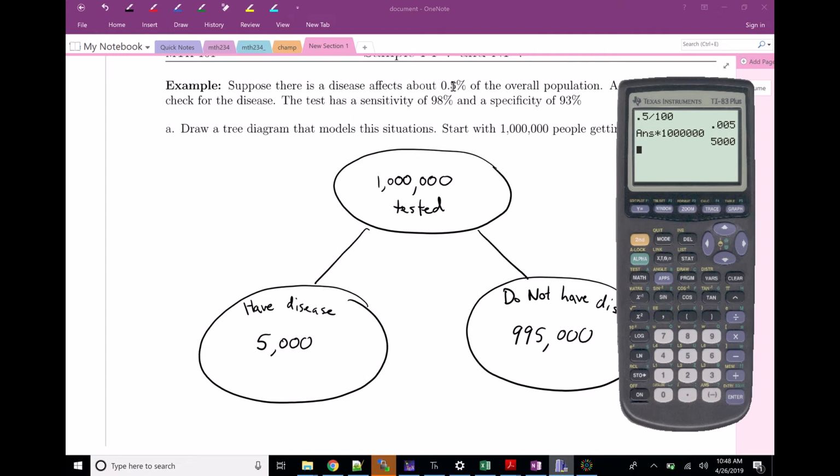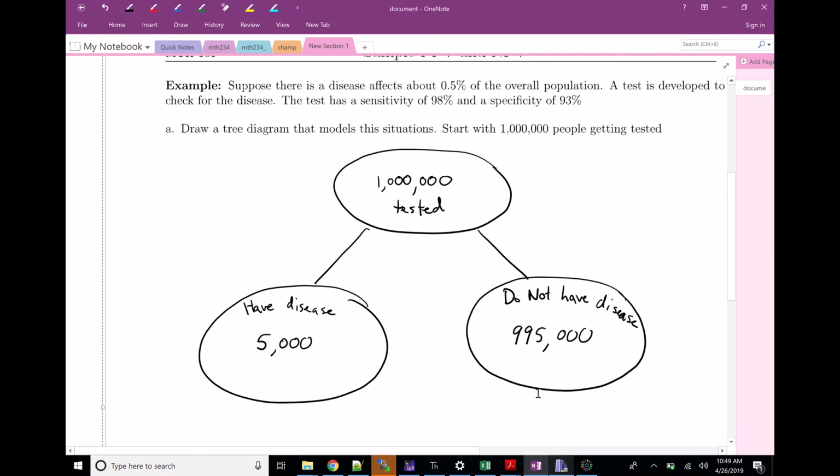But the other way that you could do this, well, if 0.5% do have the disease, then that means that 99.5% of people do not have the disease. And again, we have to turn this into a decimal format. So we're going to go ahead and divide by 100. This is the percentage of people who should not have the disease in the decimal format. And then we would need to go ahead and multiply this by 1 million. So again, 1 with 6 zeros after it. That looks good. And we should get this 995,000. So there's a couple different ways that you can go about calculating this out.